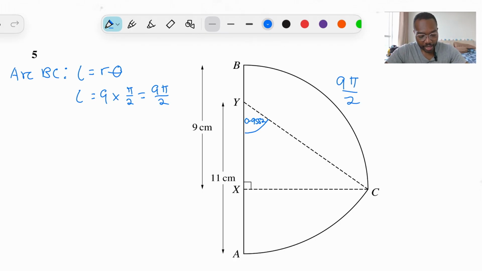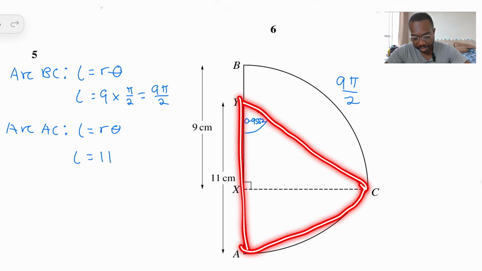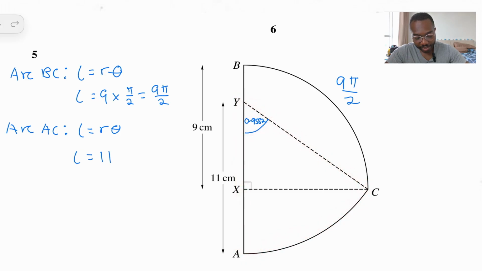And for arc AC, again, that's still length equals r theta. So we have length is equal to r, which we know is 11. And for this one, we are going to use this angle here, so that's the angle XYC.